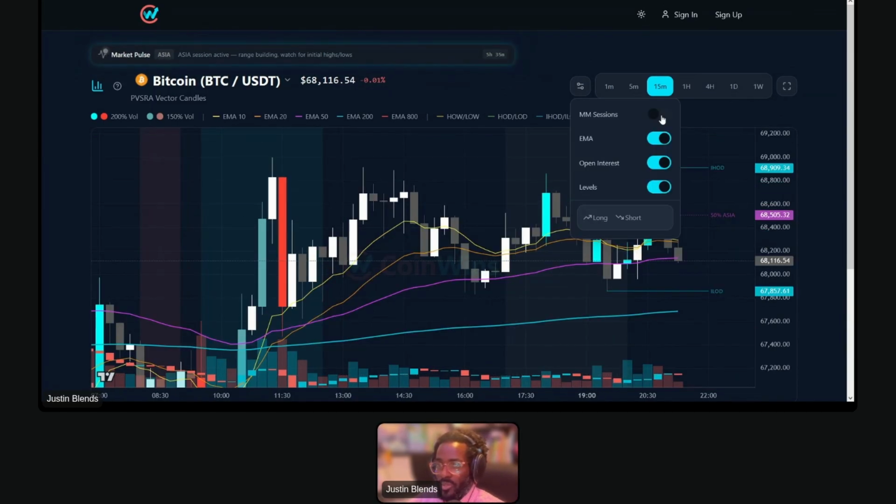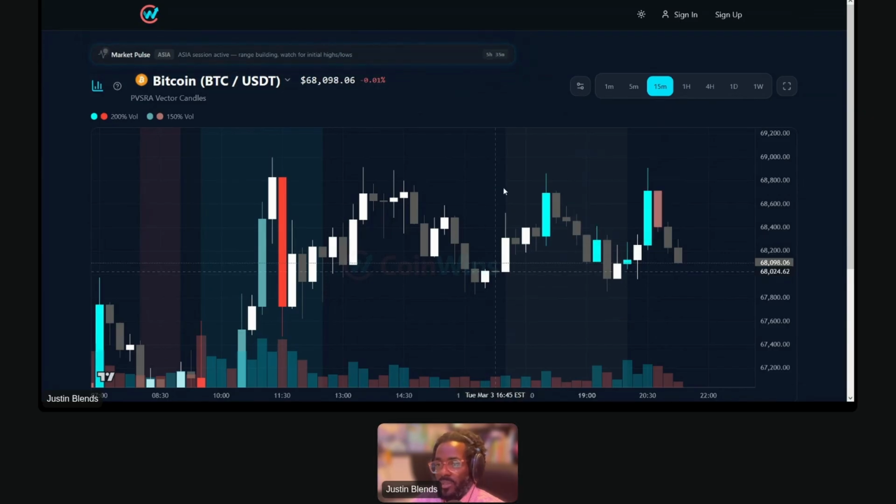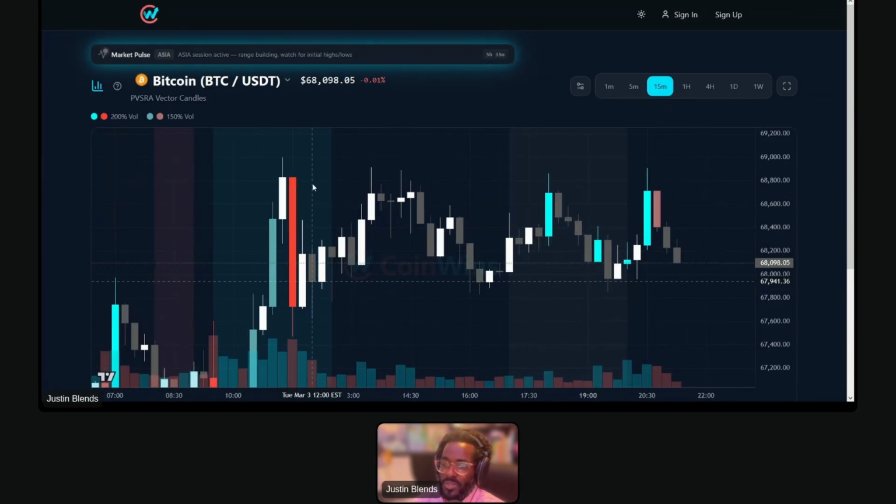But then there are also one, two, three, four, five core indicators. The PVSRA vector candles is one, market maker sessions two, EMAs three. So there's the market maker sessions, but it's also baked in. You can't remove these colors. So if I turned all these off, I still have a lot of information here. I still have the ability to see how strong the vectors are, the candles.